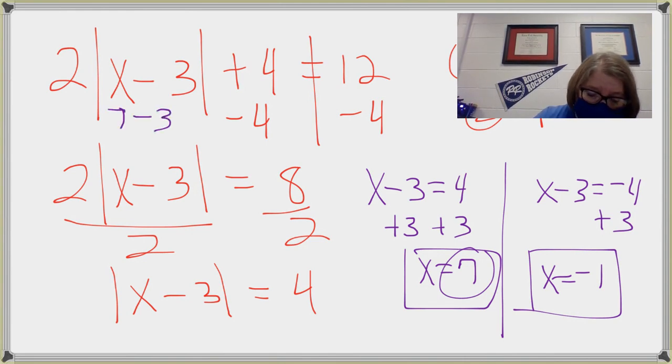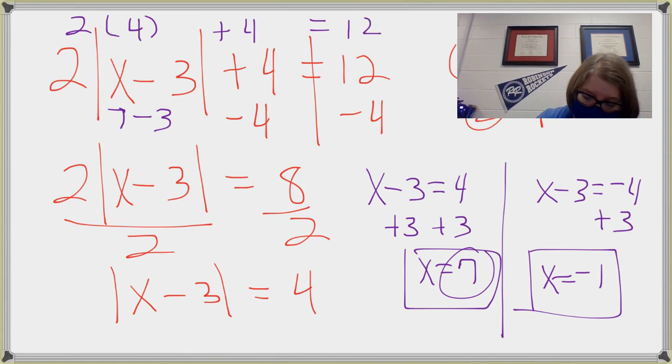7 minus 3 is 4. The absolute value of 4 is 4. 2 times 4 is 8, plus 4 is 12. So that one works.